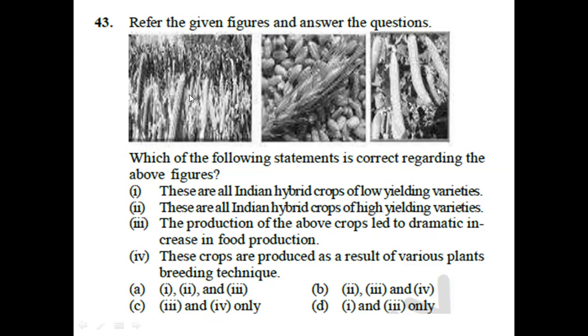The production of above crops leads to dramatic increase in food production. These crops are produced as a result of various plant breeding techniques. So in this condition, options again, these are all Indian hybrid crops of high yielding variety. That's right. The production of above crops leads to dramatic increase in food production. True. These crops are produced as a result of various plant breeding techniques. That's true. So option B, second, third, and fourth.